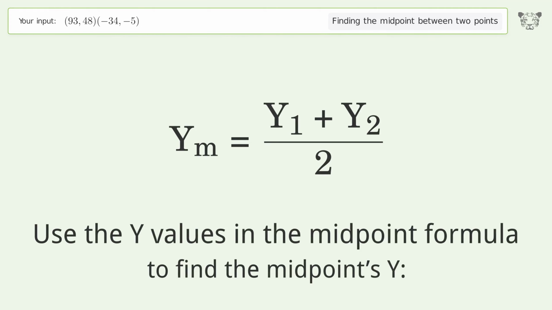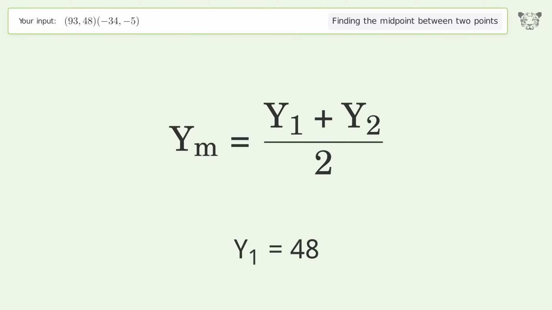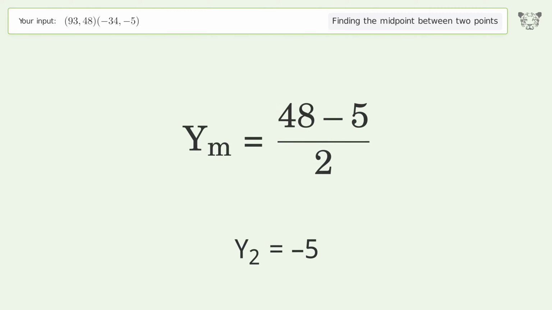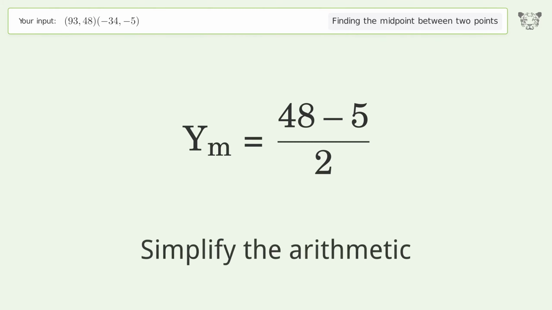Use the y values in the midpoint formula to find the midpoint's y. y1 equals 48. y2 equals negative 5. Simplify the arithmetic.